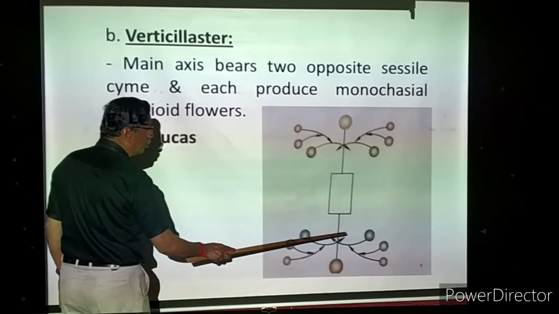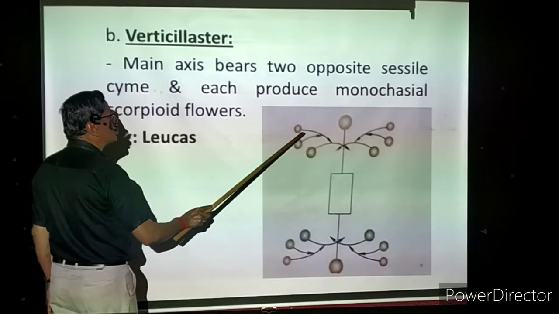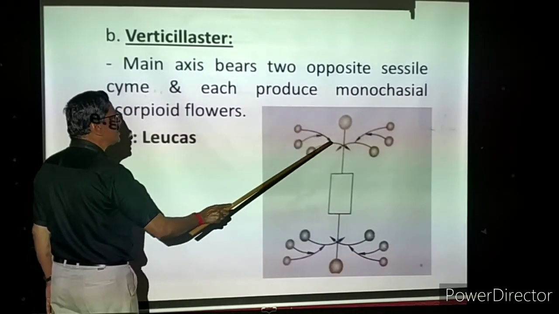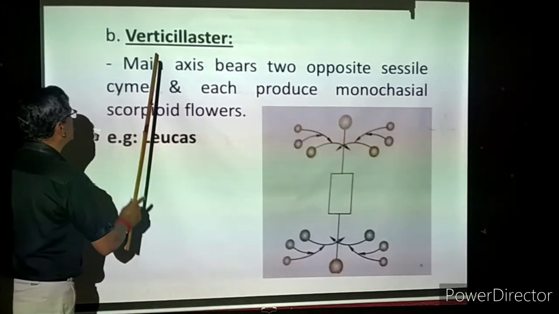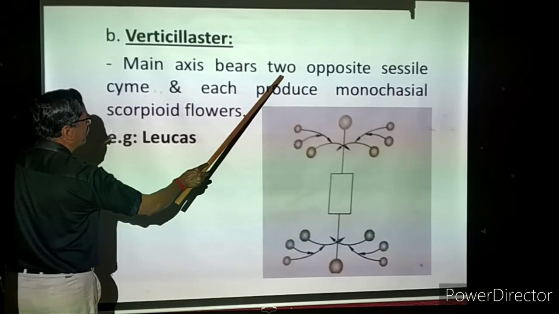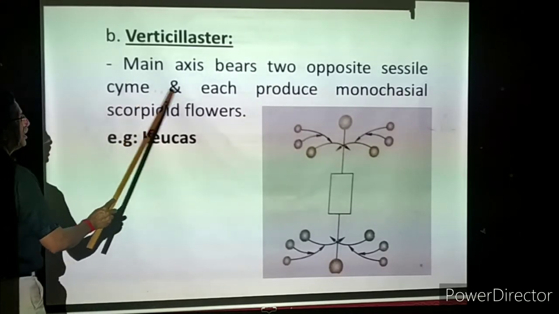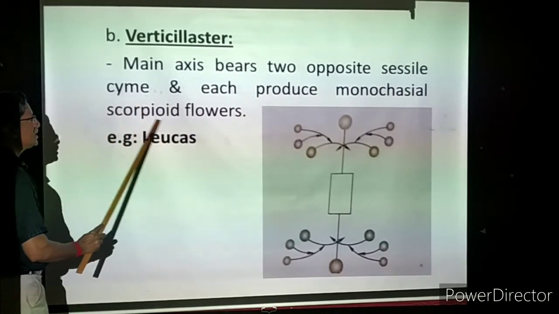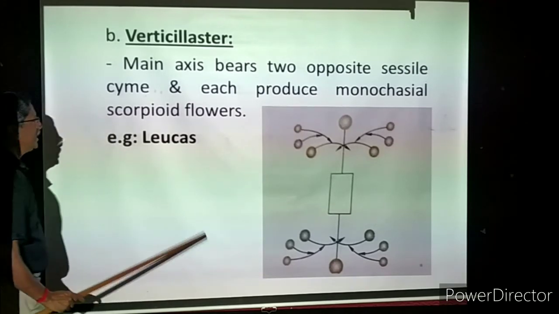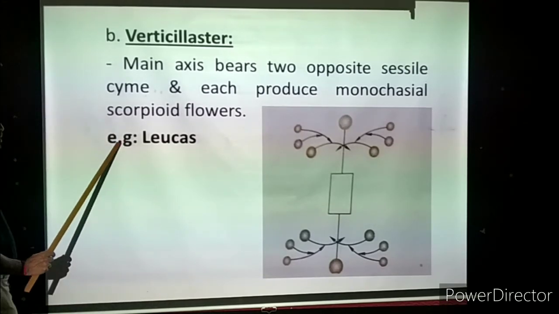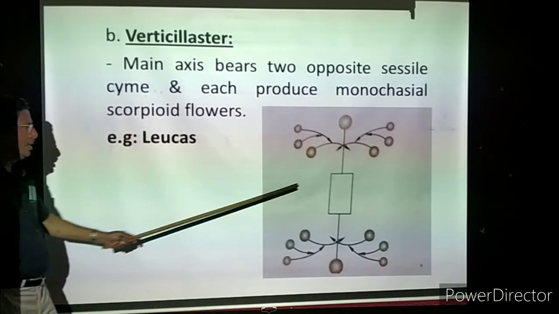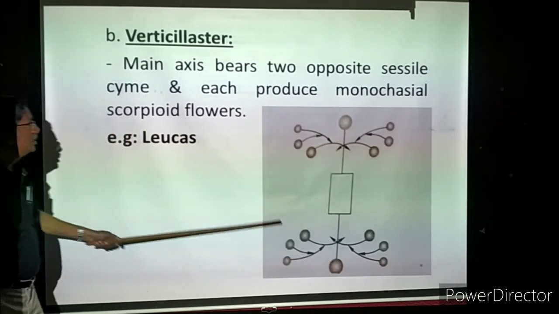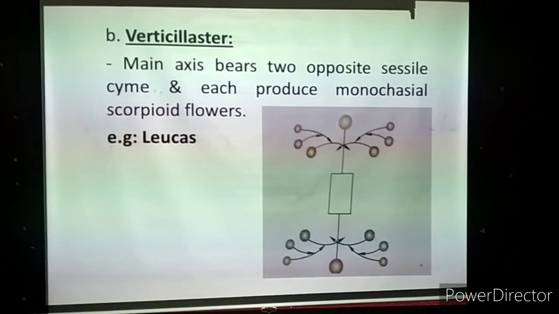It is like a monochasial cyme. This side also monochasial. That means what? Same side branching. Here also same side branching will be present. So the main axis bears 2 opposite sessile cymes and each produces a monochasial scorpioid cyme. Both sides the branches will be present. Example, Leucas. Now that is an example. We have completed the verticillaster.